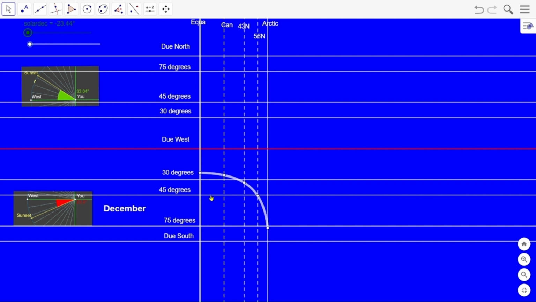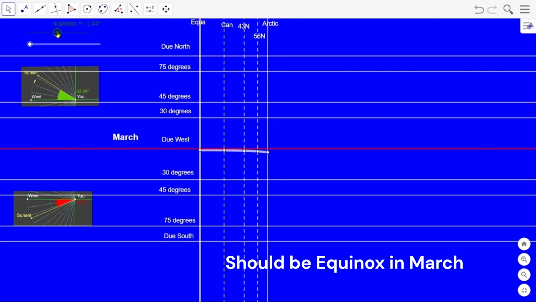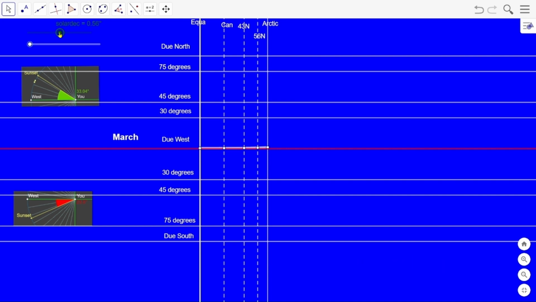Now once we get to spring, we will move up to spring. So there's December, January, and March. Now watch how it's starting to flatten out. In fact, on the solstice, everything lines up because everybody is having their sunset in the due west, and then we go on to the north. So that's how the graph works.